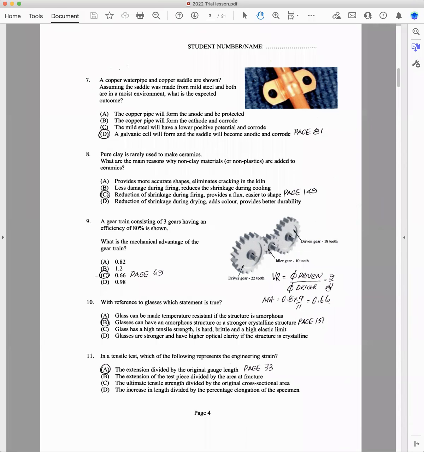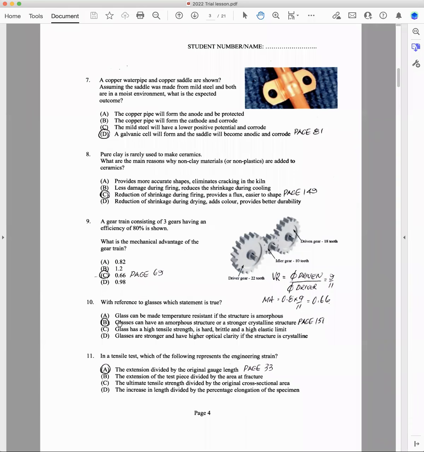And you can see that it's less than 1. And that's because this is going slower than that. Then the mechanical advantage is the efficiency multiplied by the velocity ratio, which is 0.66. And so that's the answer, response C.